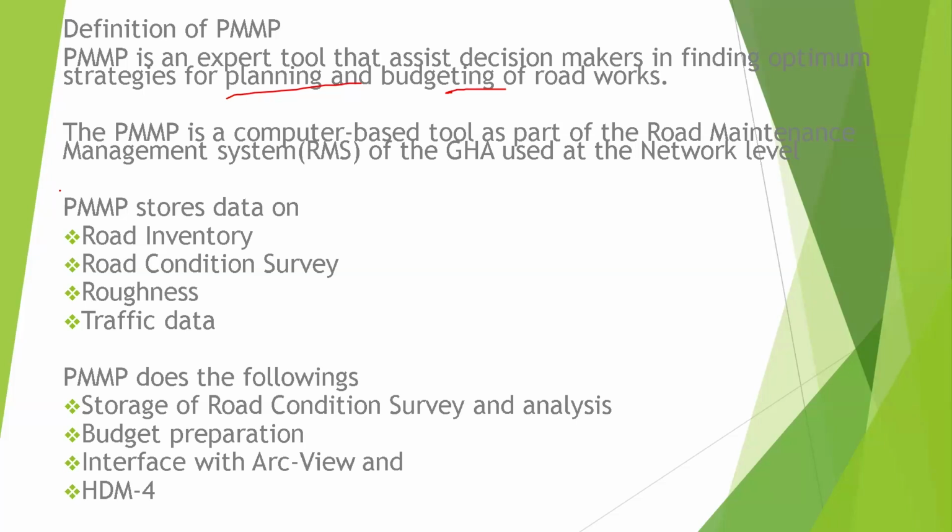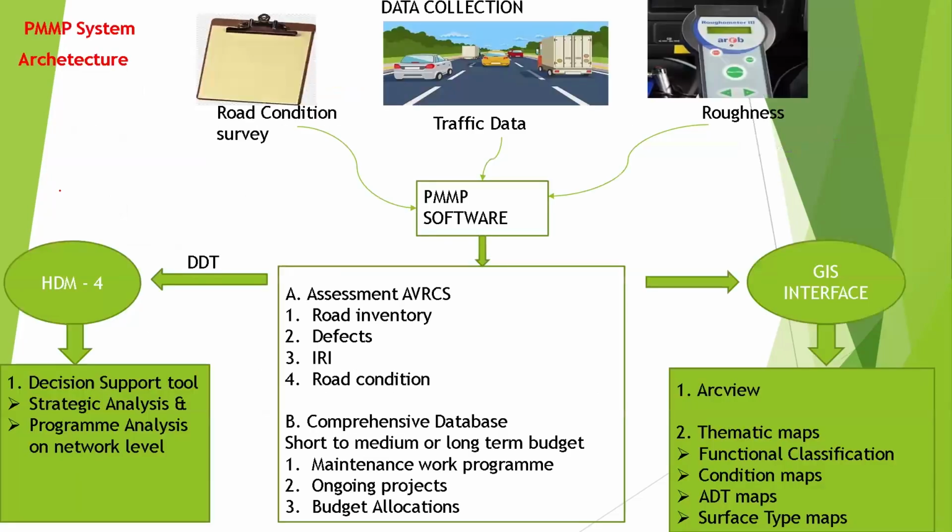So what does the PMMP do? It's for the storage of road condition survey and analysis, budget preparation, and it also interfaces with the ArcView GIS and the HDM4. On my screen is the system architecture. So we have the road condition survey, the traffic data, the roughness, all going to the PMMP software for analysis, and it's being interfaced with the HDM4 and the ArcView GIS.